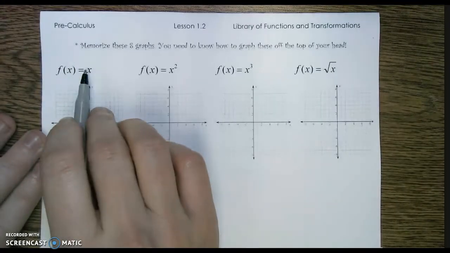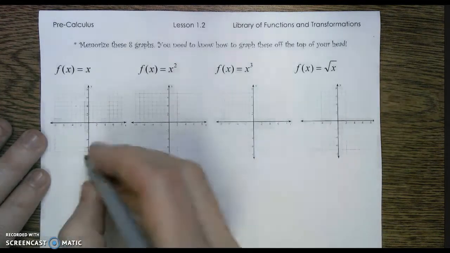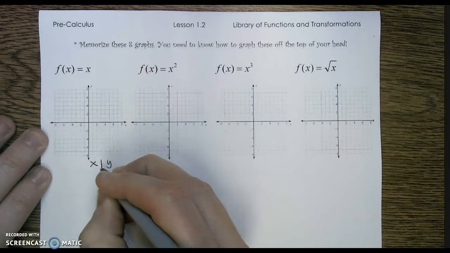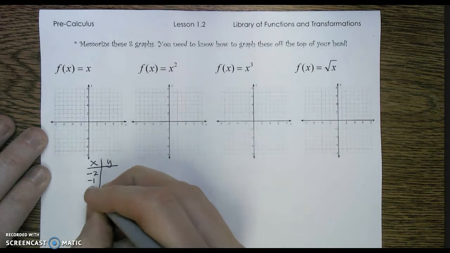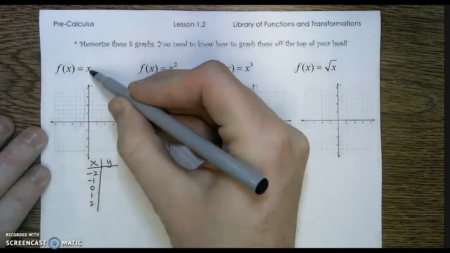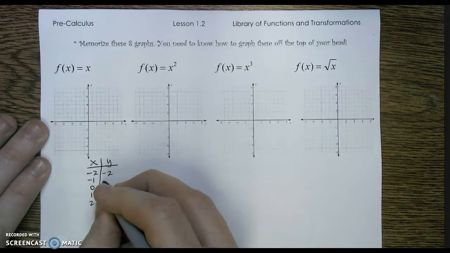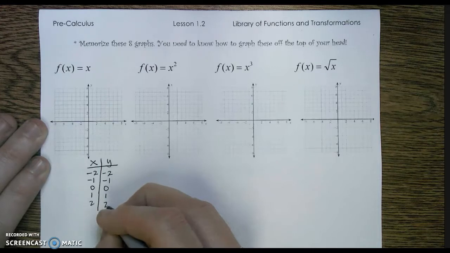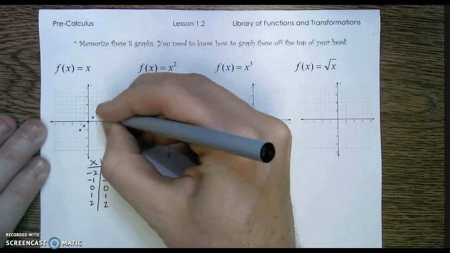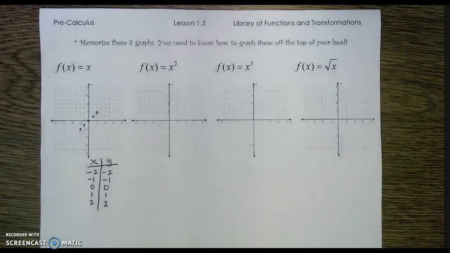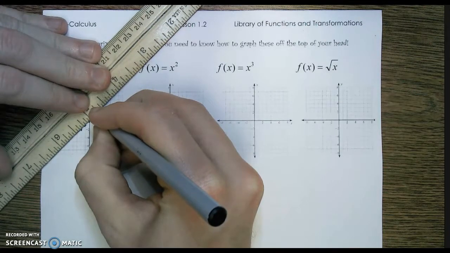This is a linear function because it just has an x value. And if we looked at a table of values, I can plug in some negatives and some positives. If I plug in -2, -1, 0, 1, and 2 into that function, then I get the exact same values out. If I plug in -2, I get -2. I get -1. I get 0. I get 1. I get 2. And so if we plot those, we see they make this straight line right there. And then connect your dots, and that's your graph.